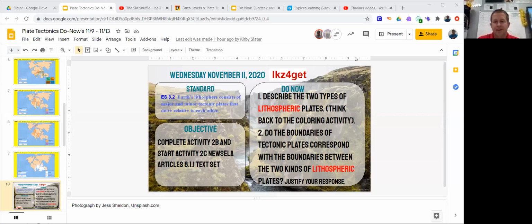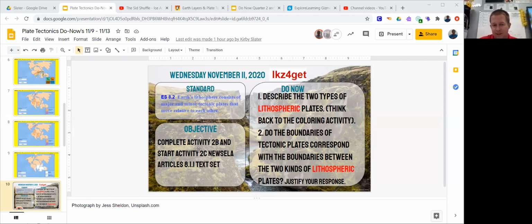Welcome, Jaden and Maya. Today, we are looking at how Earth's lithosphere consists of major and minor tectonic plates that move relative to each other. Yesterday, Maya, you did a great job on your paragraphs talking about Alfred Wegener and continental drift.